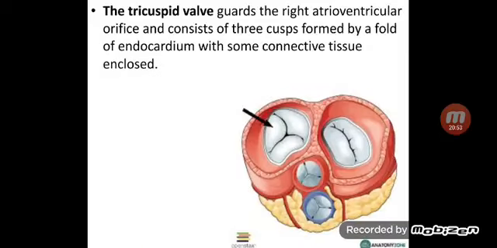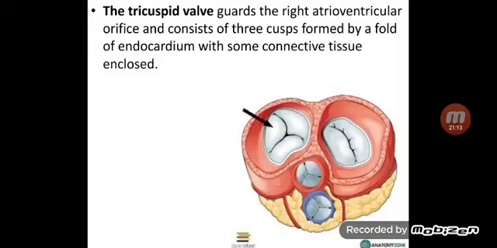The tricuspid valve. This valve guards the right atrioventricular orifice. From its name, tricuspid, it consists of 3 cusps. What does this valve consist of? It consists of a fold of endocardium.